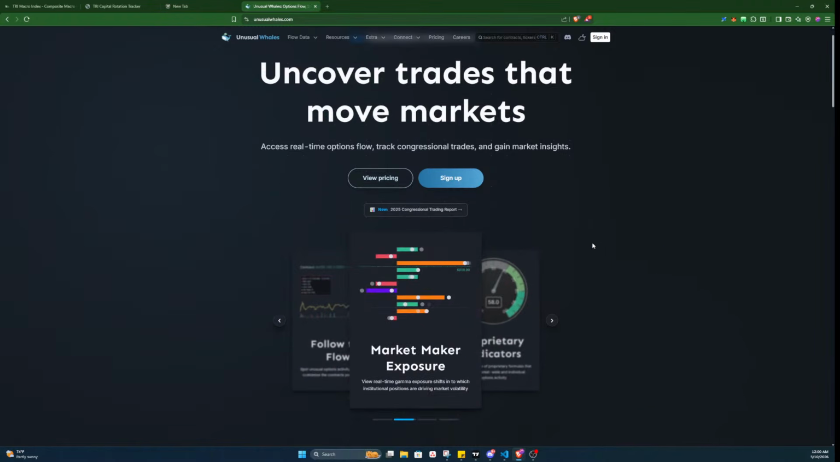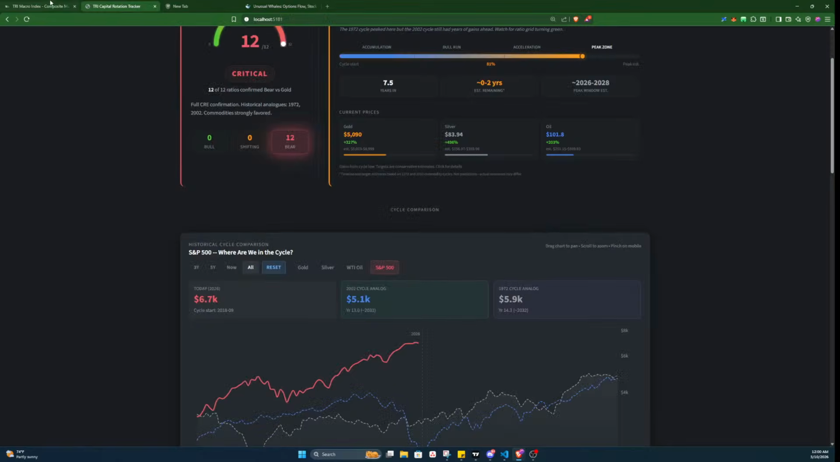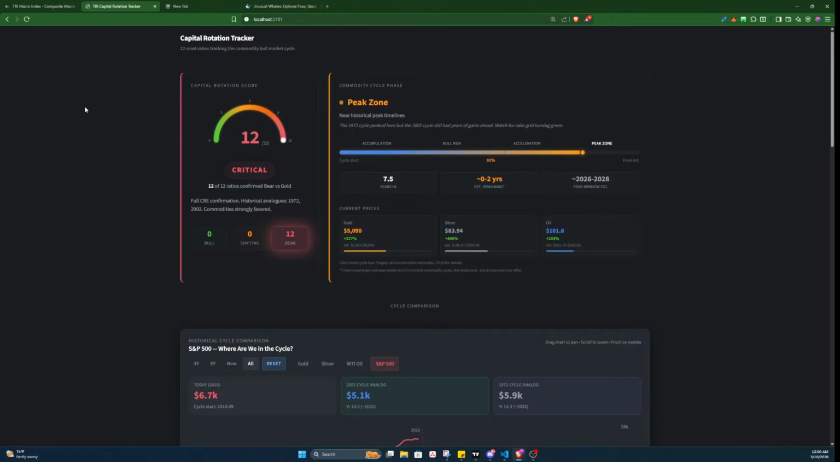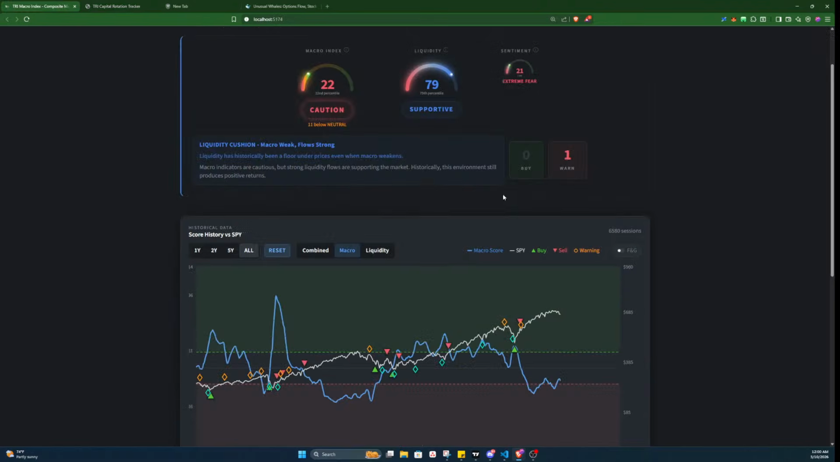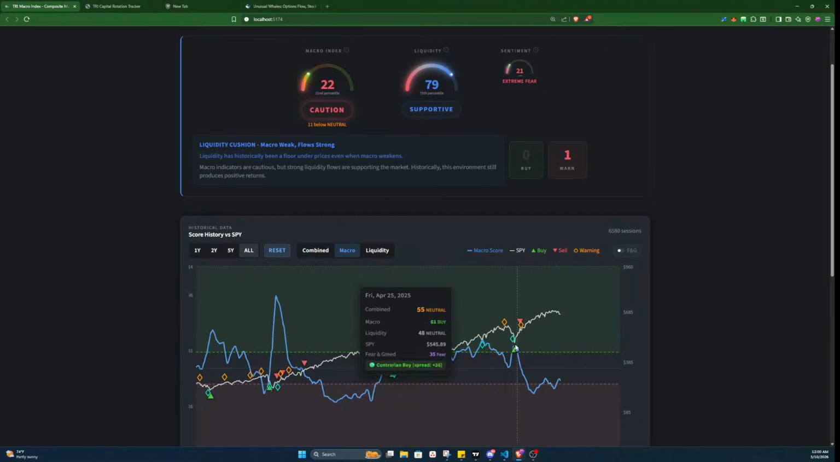I've seen people who use it. They struggle with things. I want only stuff that really helps and really works. Capital rotation tracker, it works. Macro index, liquidity and macro, it works. It's useful. And then you don't have to pay attention to all the economic events and all the news that comes out. You just look at this. Okay, what's going on with this line?